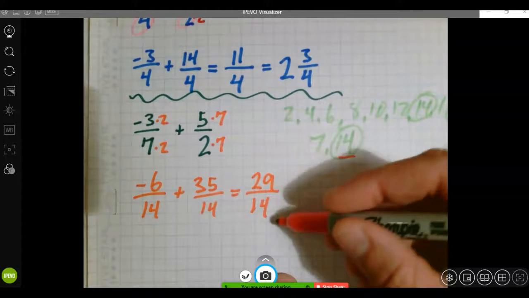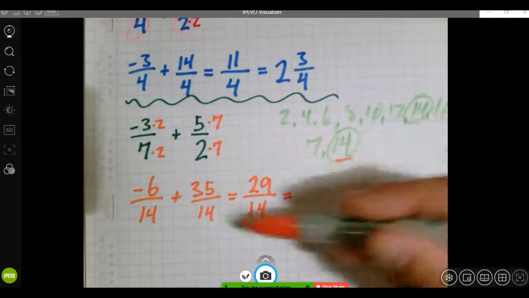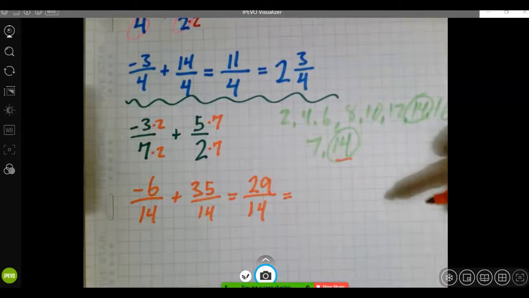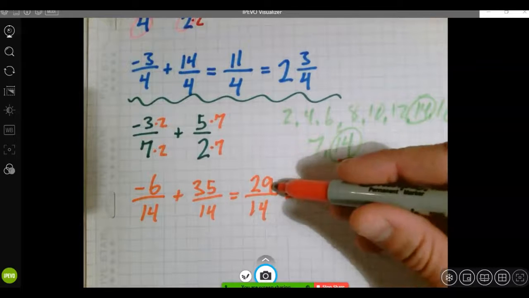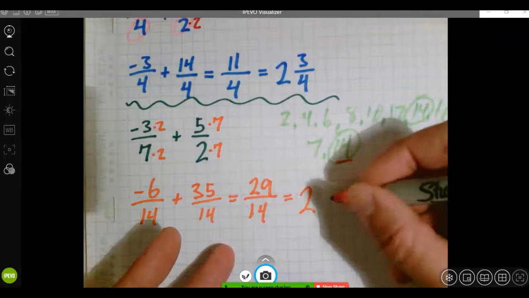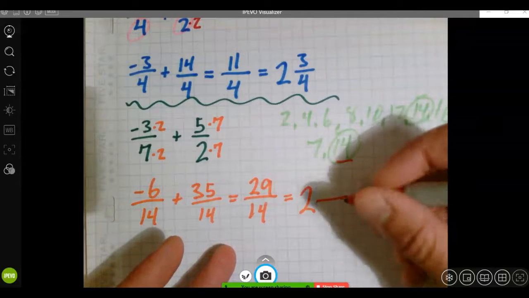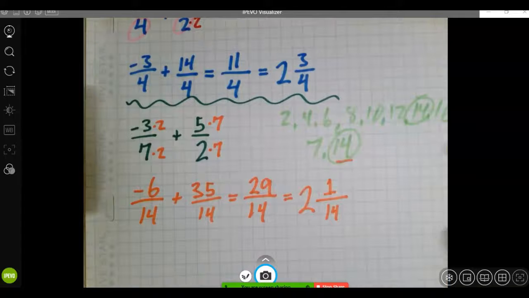Yeah. So now if we want to make it mixed, we don't always have to make mixed. We actually like improper fractions rather well. They're pretty nice. But if we think about that, how many 14s are in 29? Well, 14, 28. Yeah, so we get 2. And then our remainder, you said, is? Yeah, 1/14. So if we wanted to make it mixed, our 29/14 would become 2 and 1/14.